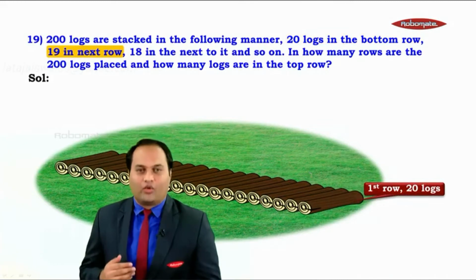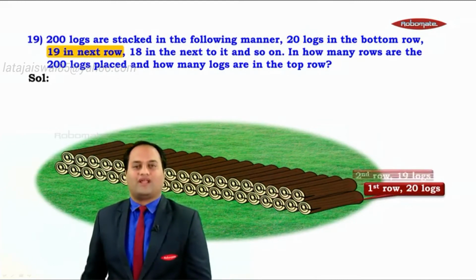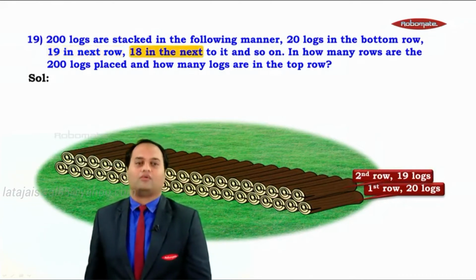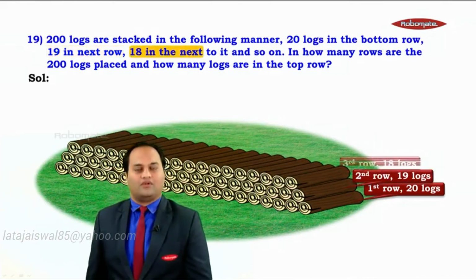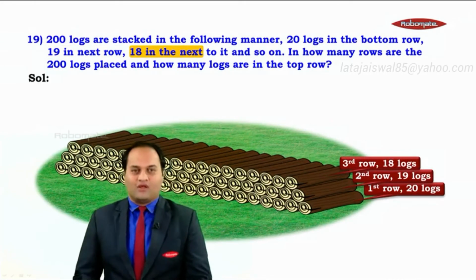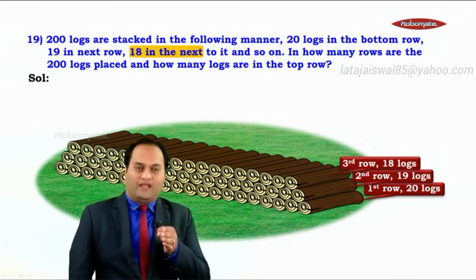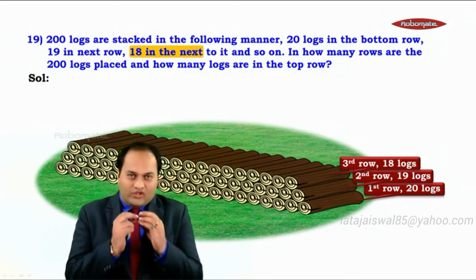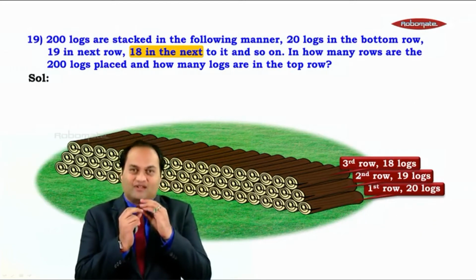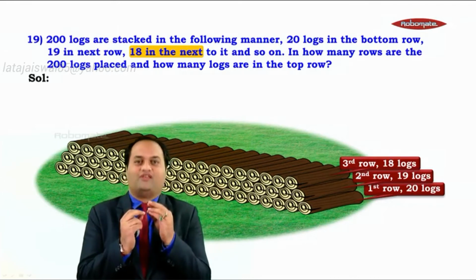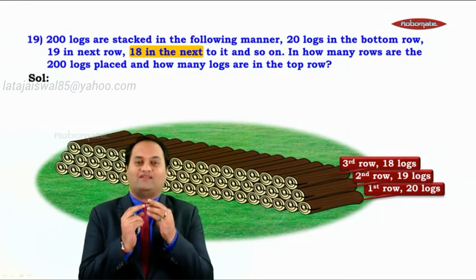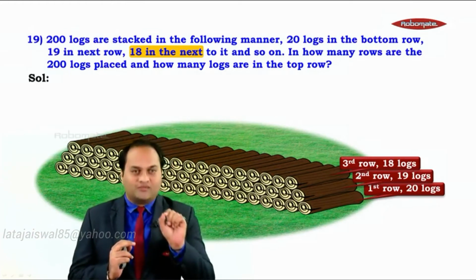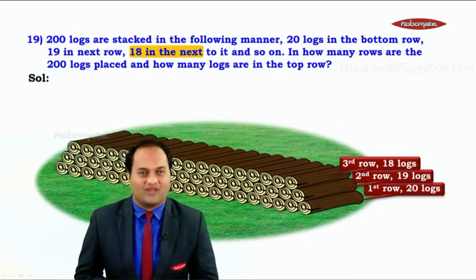In the second row, there are 19. In the third row, there are 18. So, A1 is 20, A2 is 19, A3 is 18. So here n represents the rows. First row n is equal to 1, second row n is equal to 2, third row n is equal to 3. And the terms are the number of logs, right?